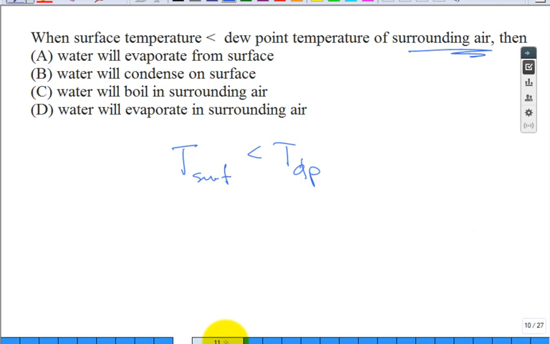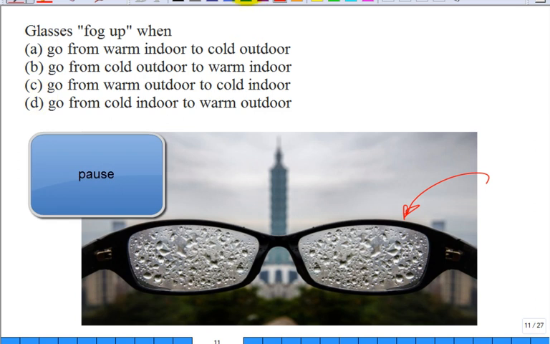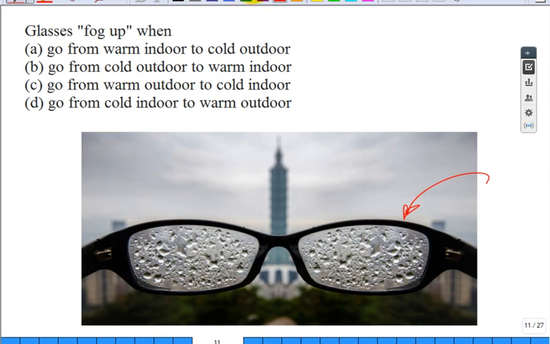Let's continue on. Maybe you wear glasses. Maybe you've had a lot of experience with glasses fogging up. Maybe this is what glasses look like when they really fog up. Glasses fog up when either A, B, C, or D. When do you get condensate?